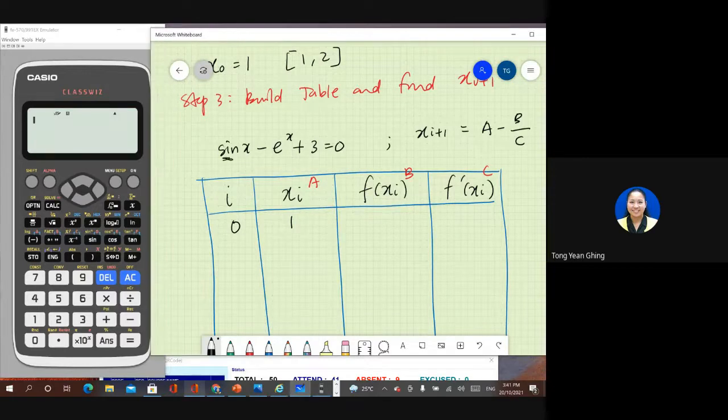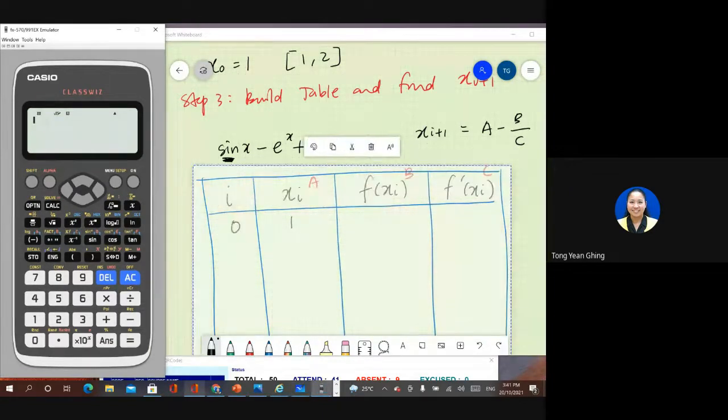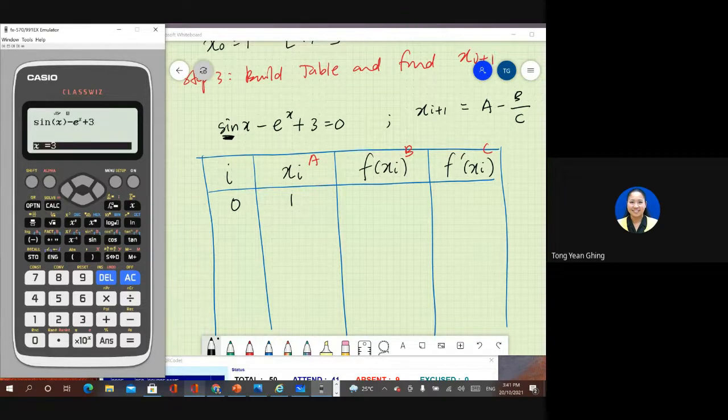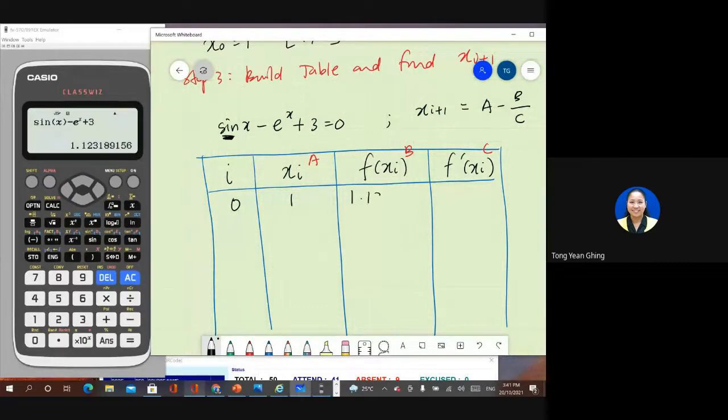Remember, because this is sine, have to be in radian mode. So sine alpha x, minus, shift this one, alpha x, okay, turun bawah, plus 3. So here calculate the value of x is 1. So get 1.1232. Okay, boleh, class boleh.